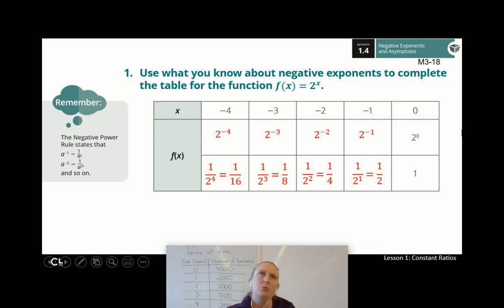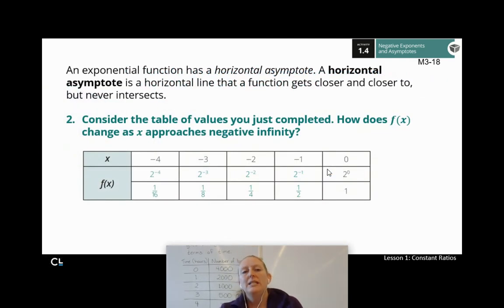2 to the 0 power, 2 to the 1 power, 2 to the 2 power, on and on and on. We noticed it was getting bigger and bigger. But what happens when I move to the other side of my graph? What happens with these negative exponents? What's happening is something called a horizontal asymptote.